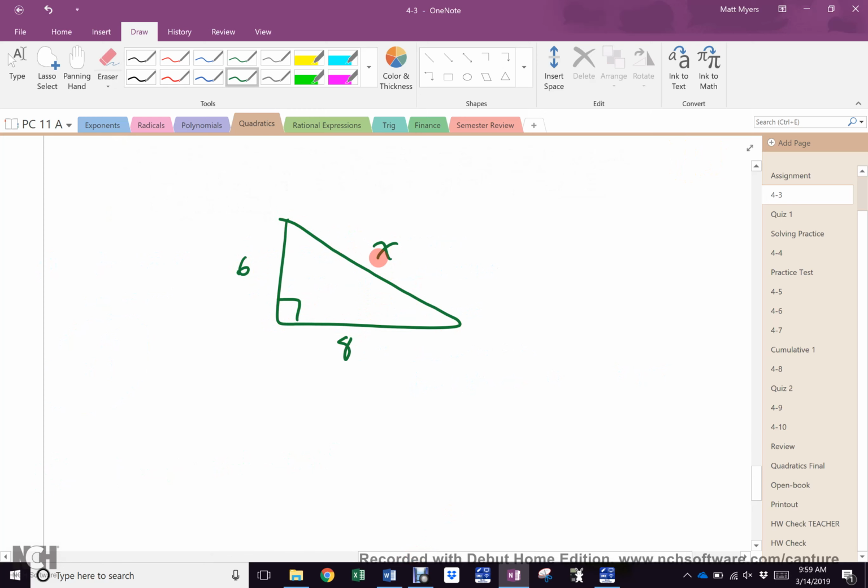How would you solve that problem? You would apply a formula that you brought here from previous knowledge, yes? What is that formula? A squared plus b squared equals c squared, right? Okay.